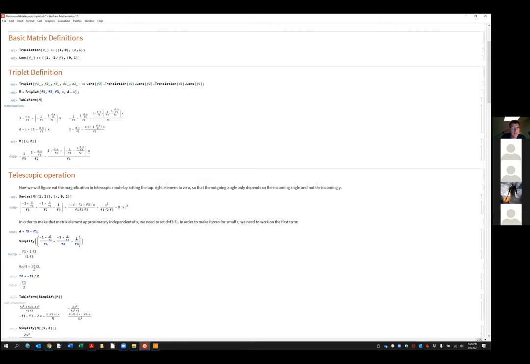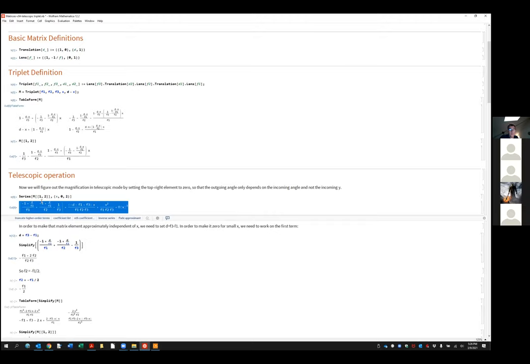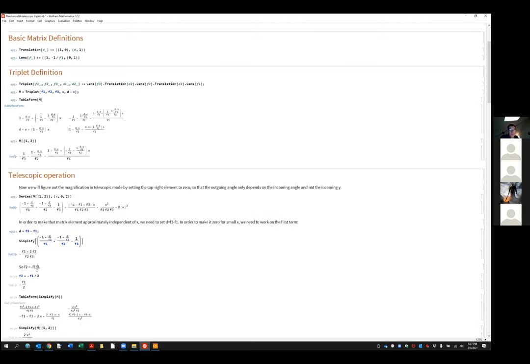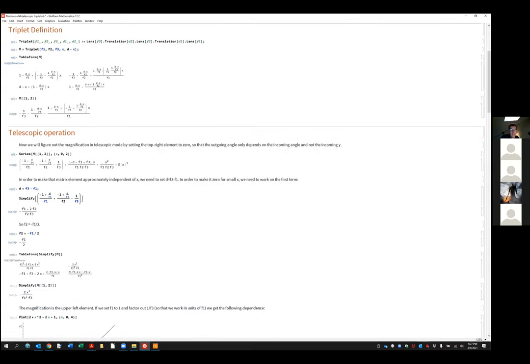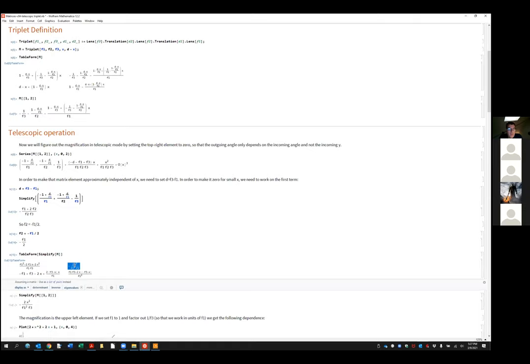Now, F2, if I wanted to make this zero, we need to make this term zero. So F2 becomes minus F1 over two. And we again simplify our matrix and we're left with a problem here. This matrix element is quadratic.